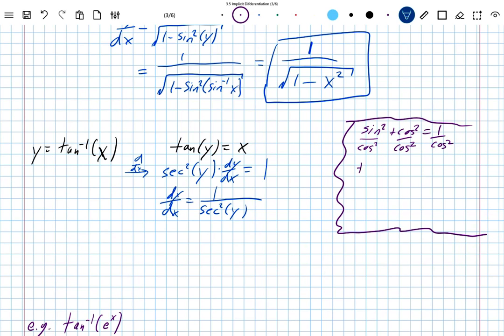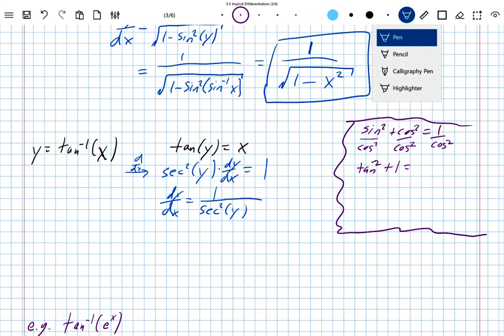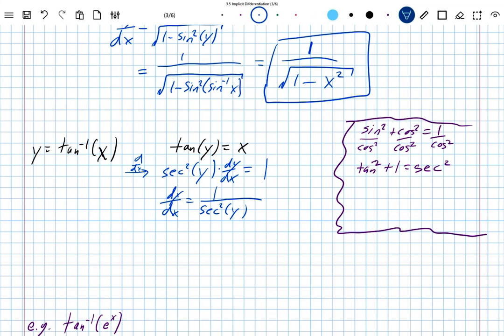This looks like tan squared plus 1 equals secant squared. Remember that secant is 1 over cosine. Nice. Follows right from the Pythagorean identity. So let's rewrite this one again here. This looks like 1 over 1 plus tangent squared of y.